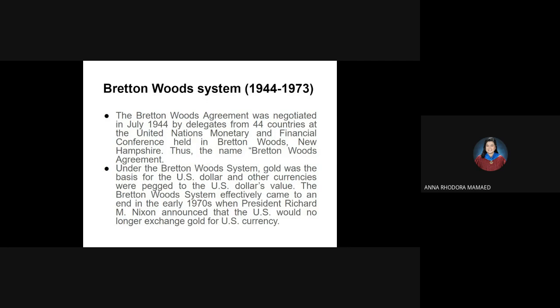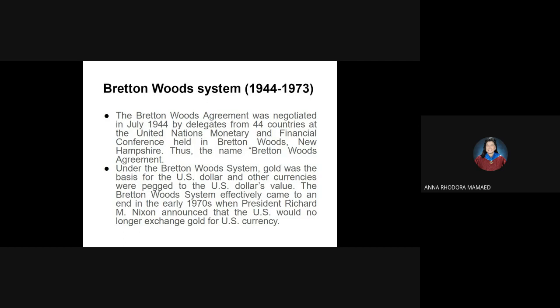In the Bretton Woods system, they had the agreement from 1944 to 1973, negotiated in July 1944 by delegates from 44 countries at the United Nations Monetary and Financial Conference, which was held in Bretton Woods, New Hampshire. That is why it is named the Bretton Woods Agreement.